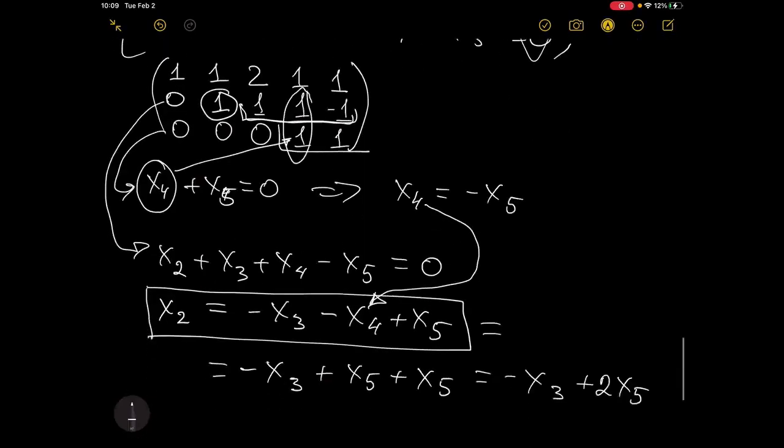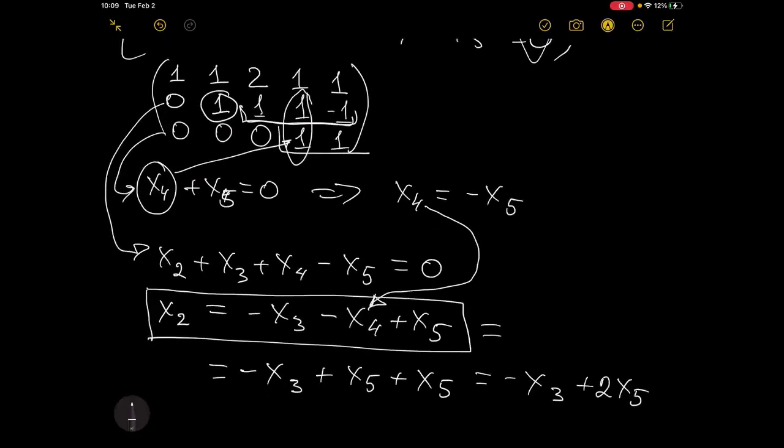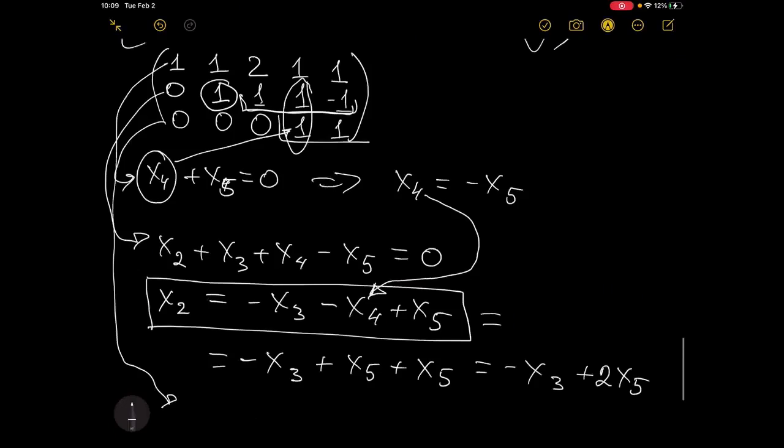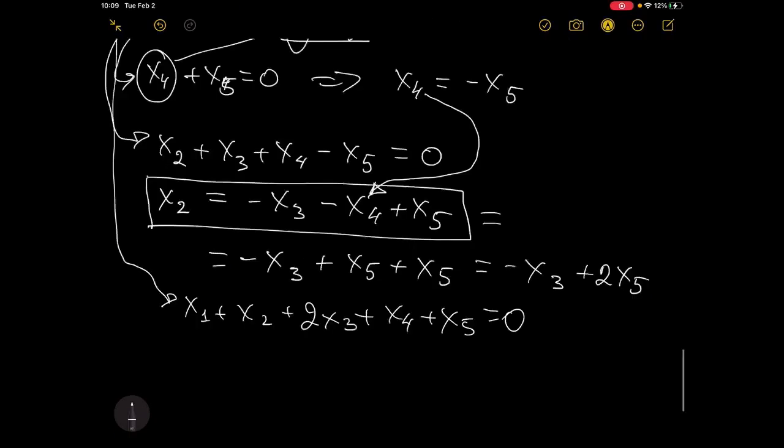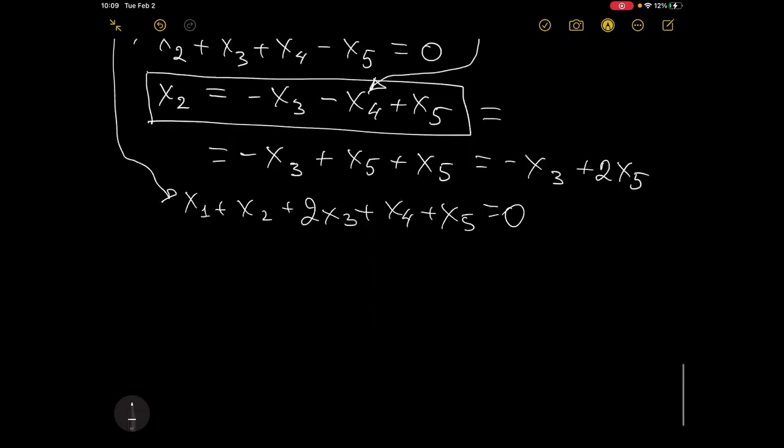So now let us consider the last equation. It will be x1 plus x2 plus 2x3 plus x4 plus x5 equals 0, right? So here I can express my x1 through all variables which are to the right from it, right?